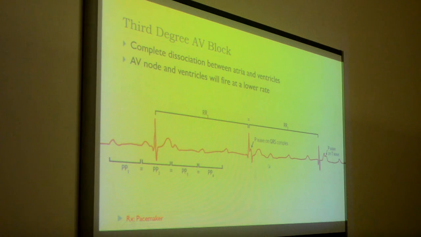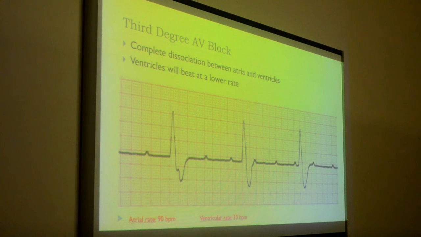This is why it's very important when you're looking at the ECG, don't look at one thing. If I'm only looking at this area, I'd say, okay, this was a P wave, skip beat. Another P wave, this is a second degree block. But you have to look at all the ECG strip. You start from beginning to end. And you're right, this is confusing.